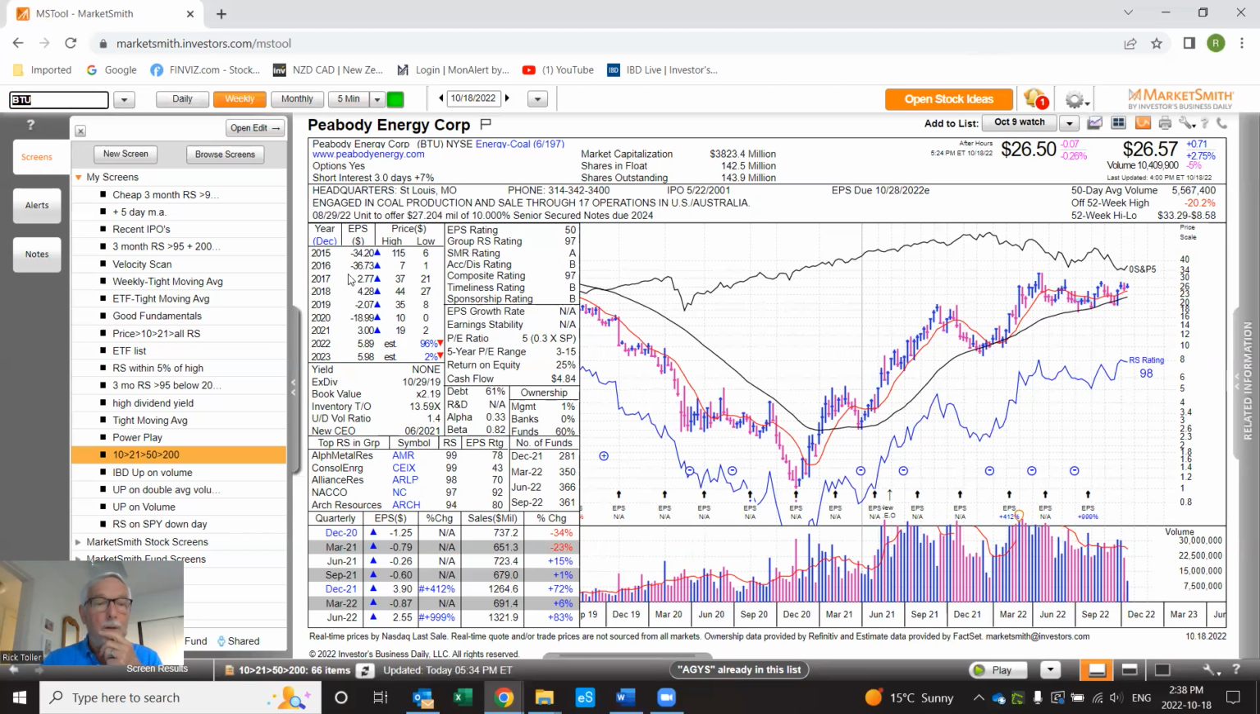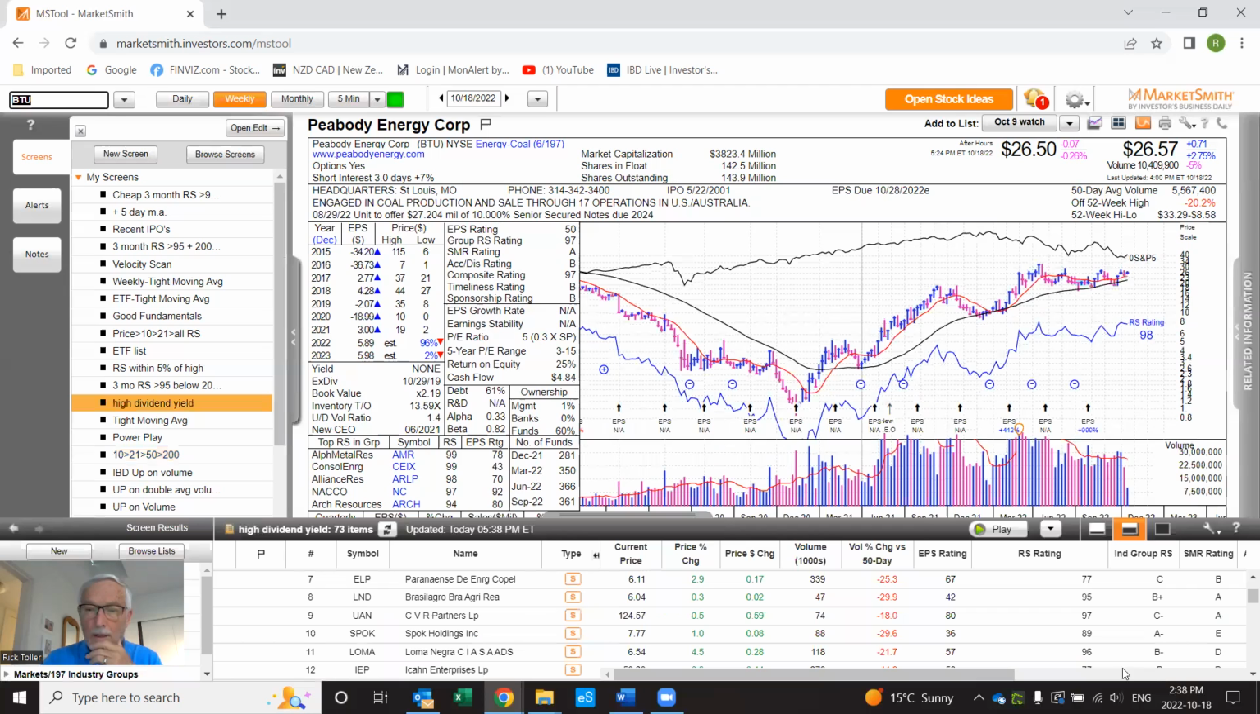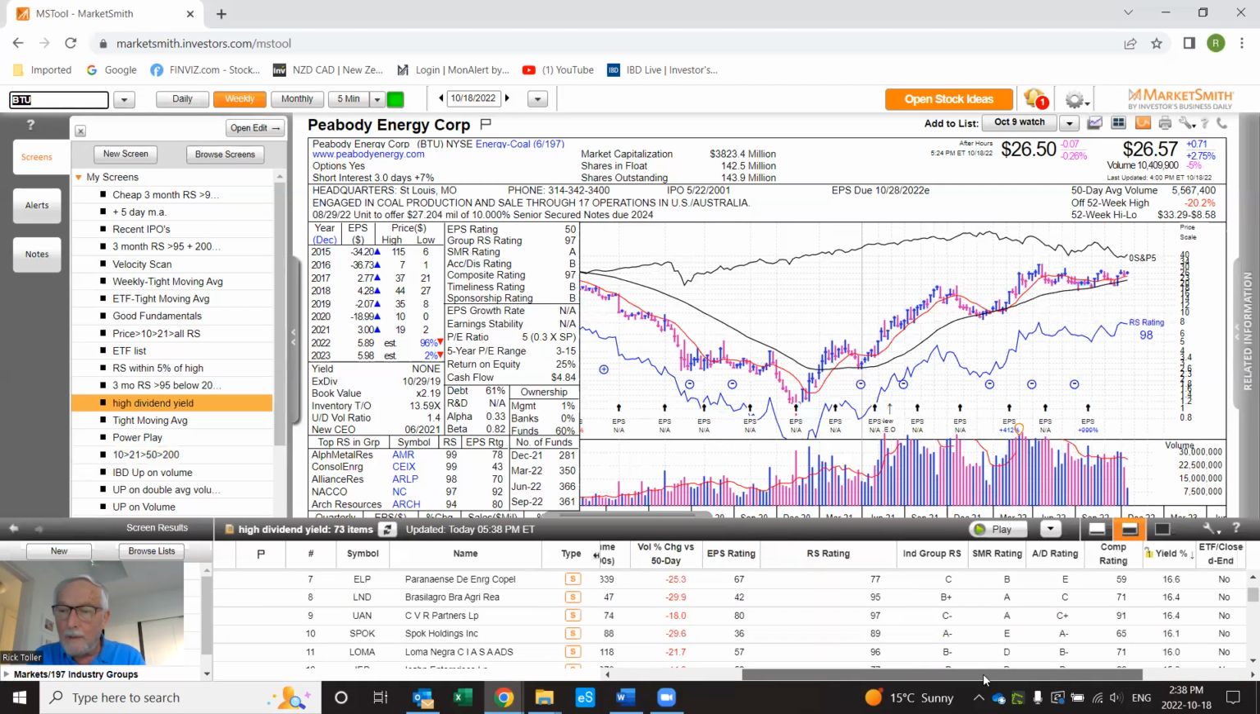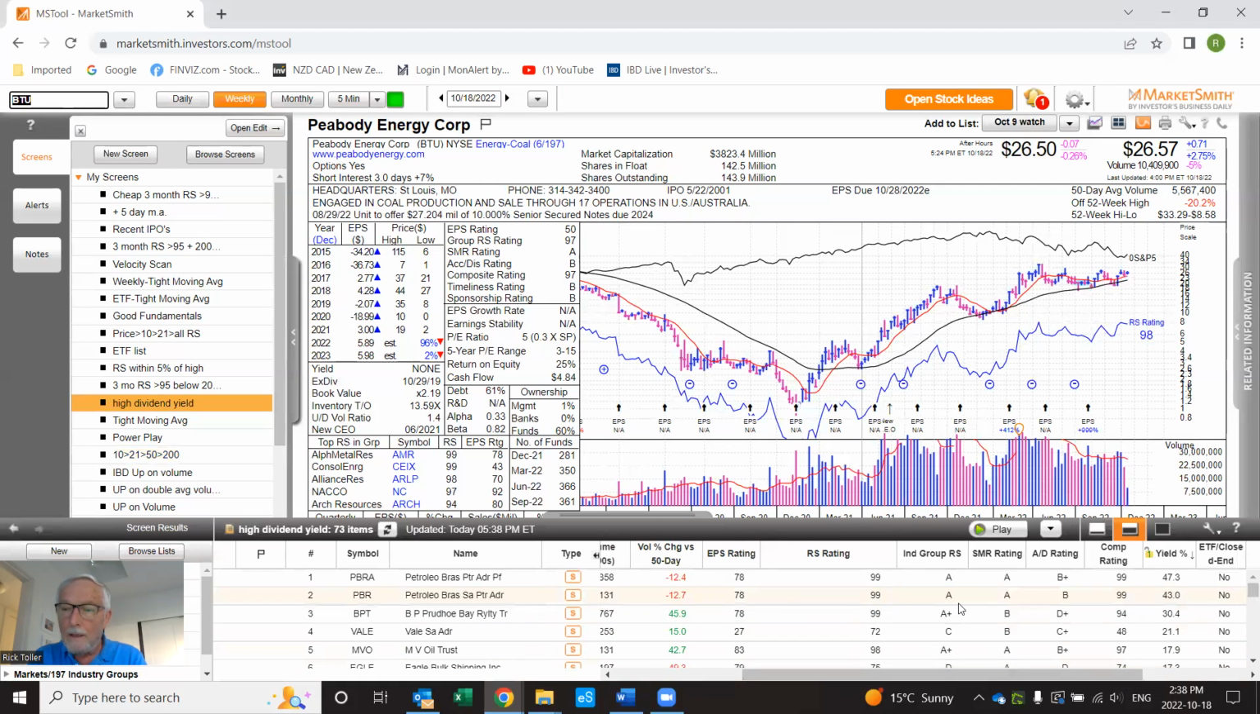So that's one example. Or let's say you're interested in dividends. You only want to invest in companies that are paying really good dividends. So I have one that's called high dividend yield. Well, there's 73 items in here. And I think I rank these by, I can't remember what my ranking was. It's probably by the yield. Yeah, it's ranked by yield. So the highest yield is 47%. Obviously, that's not too sustainable.